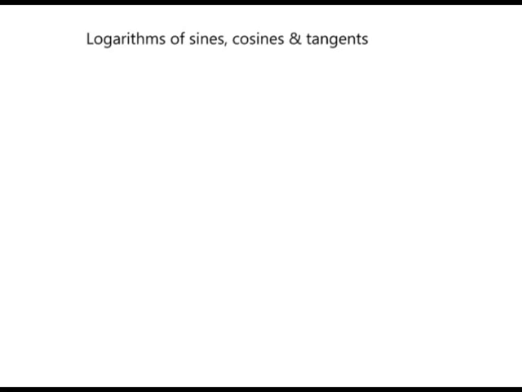Finally, logarithms of sines, cosines, and tangents. So far, when solving expressions involving trigonometric ratios, we have had to use the tables of trigonometric ratios and then the tables of logarithms. There are also tables of logarithms of sines, cosines, and tangents, which can be used to find the logarithms of these ratios directly. For example, find the value of cos 47 degrees times sin 24 degrees and 12 minutes.